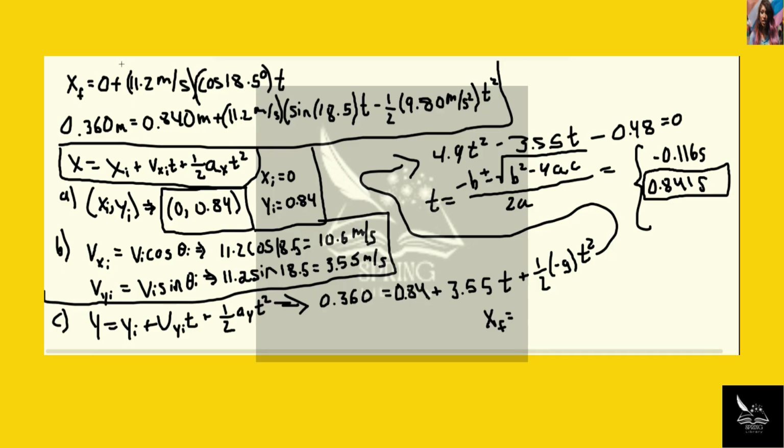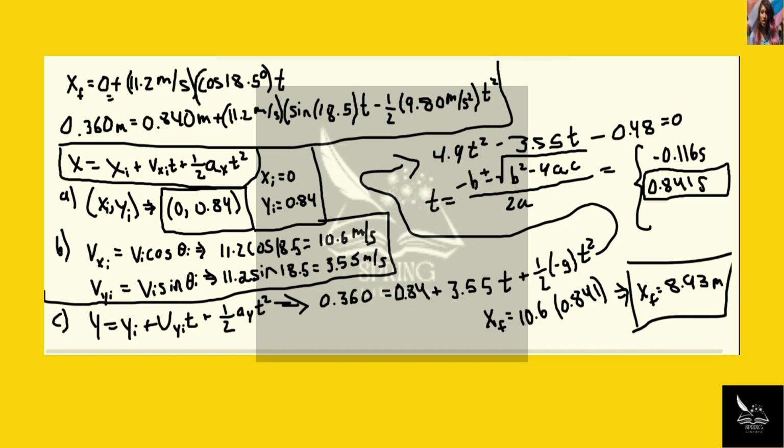equals, we can just ignore the 0. There's no need because it's just 0. So we'll go right into the 11.2 times cosine of 18.5, which, if I can remind you guys, we've already done. It's right here, 10.6. 10.6 times the 0.841. And when you do that, we're looking at a final answer of 8.93 meters. Excellent.